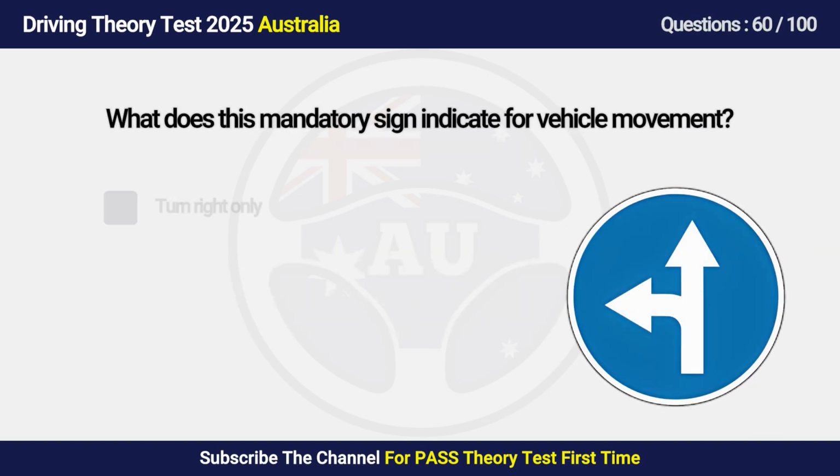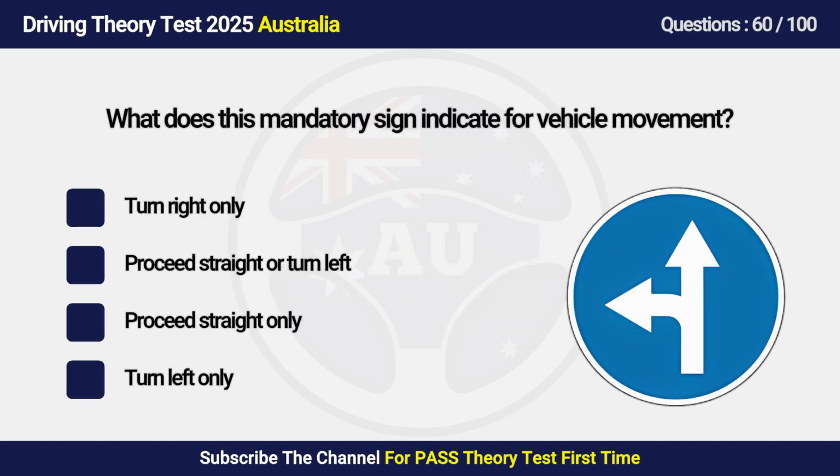Question 60. What does this mandatory sign indicate for vehicle movement? A. Turn right only. B. Proceed straight or turn left. C. Proceed straight only. D. Turn left only.